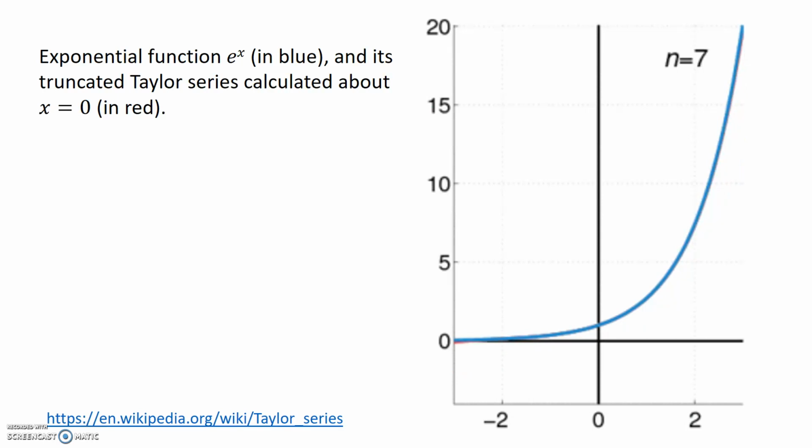So we can see that when the n number is low, we have the least accurate approximations of our function about this point of interest. And as that n value gets higher and higher, it gets much more accurate to the function.